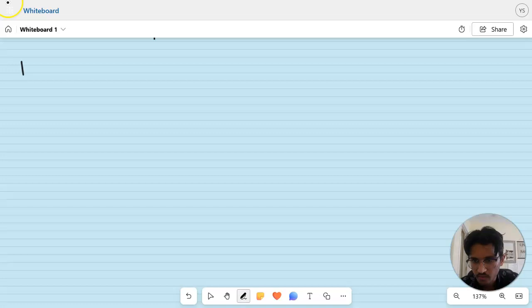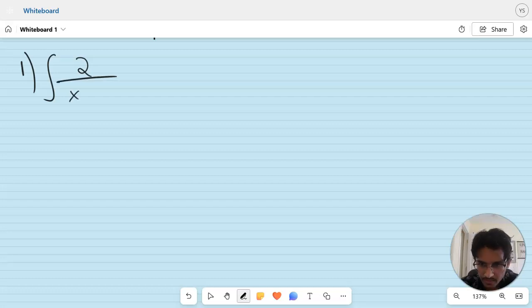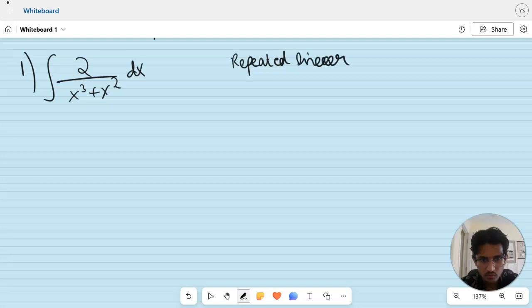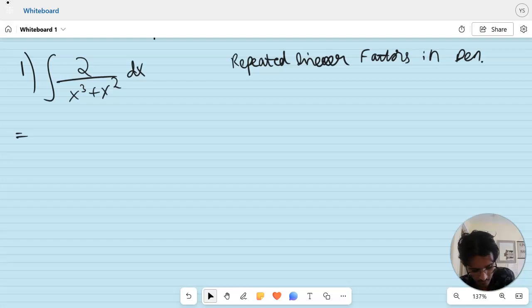So let's say we've been given the integral of 2 over x cubed plus x squared dx. You can see that this has repeated linear factors. This is going to be our first case where we see repeated linear factors in the denominator. Okay, so let's have a look at how we're going to solve this.